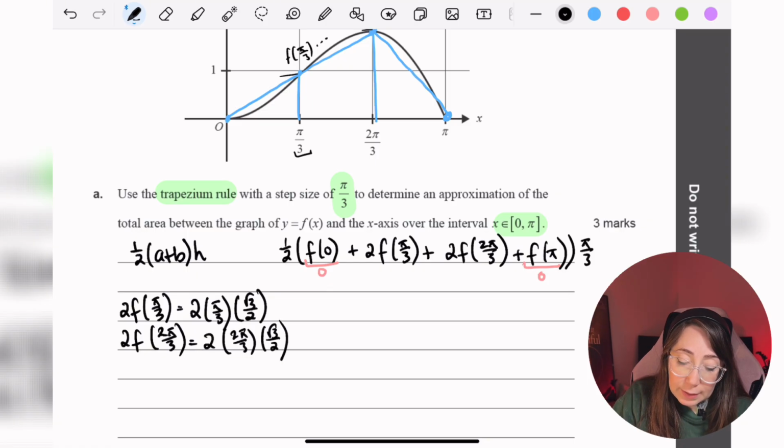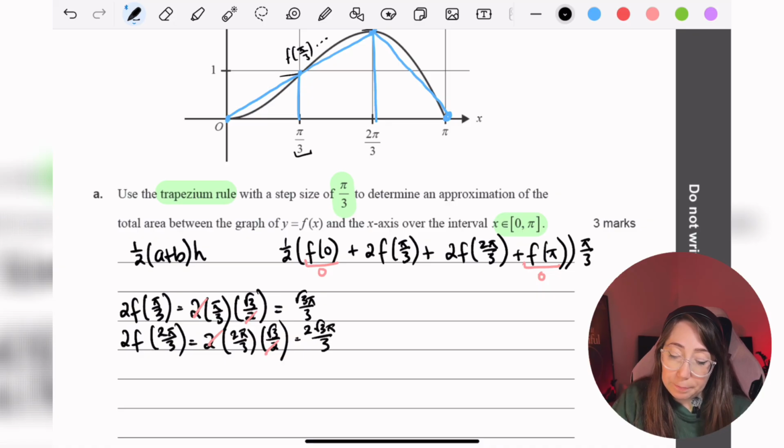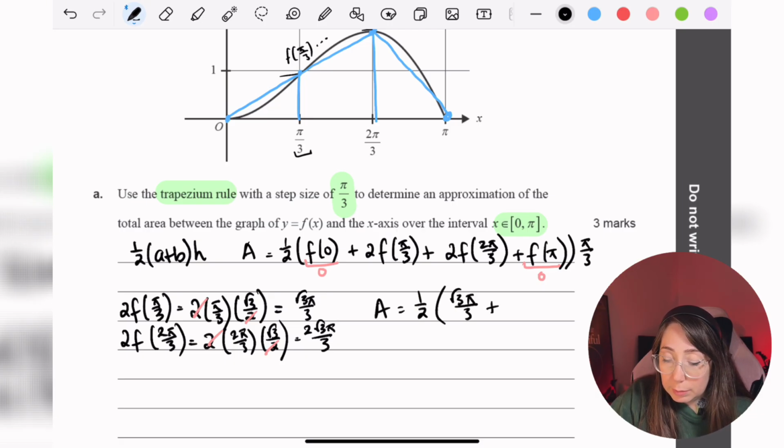Now we can go ahead and try and simplify this as much as we can. So the 2's will go. That will leave me with root 3 pi on 3. And here the 2's will go, and that will leave me with 2 root 3 pi on 3. Okay, so now we can continue on with our area. So that'll be a half. We'll have root 3 pi on 3 plus 2 root 3 pi on 3 multiplied by pi on 3.